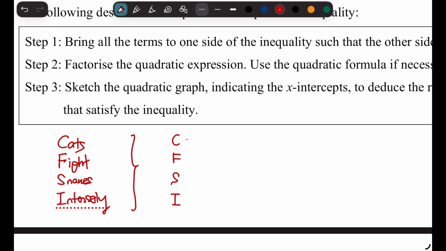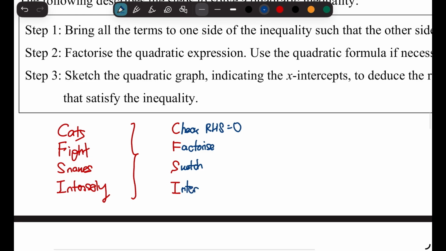CFSI. C stands for check. Check right hand side is equal to 0. Second step, factorize. Third step, sketch. Last one is interpret. Interpret based on your sketch to find the range of values for x.